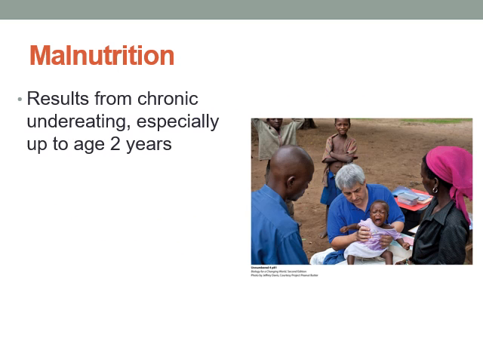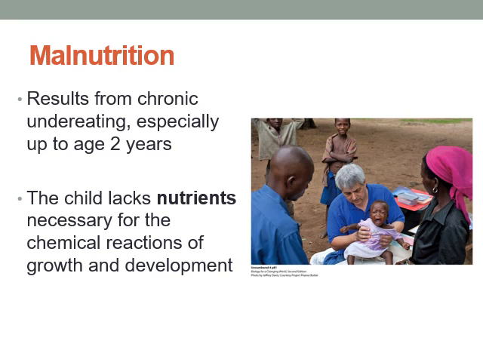So again, malnutrition is usually chronic undereating, especially up to the age of 2 years old, where it really is a problem, especially in Malawi. And it just means that the child's lacking nutrients. And if you're lacking those nutrients, especially when you're so young and developing, you don't have those chemical reactions that are necessary for growth and development. So you end up having a lot of developmental issues or delays that are all caused by this malnutrition.